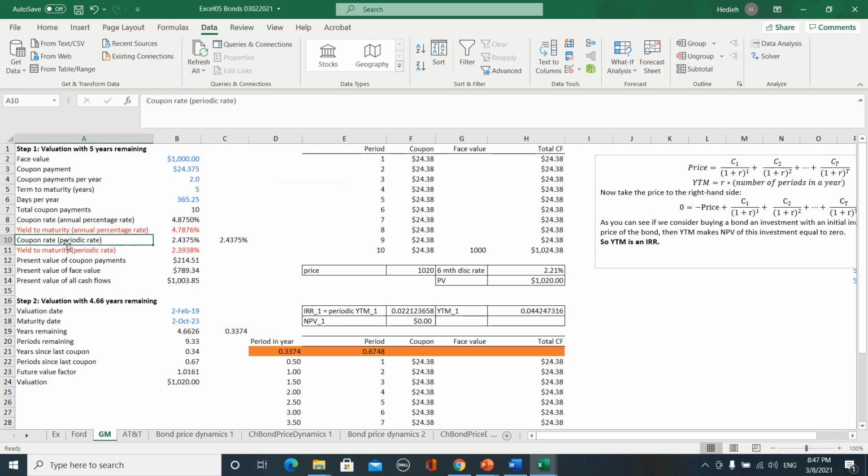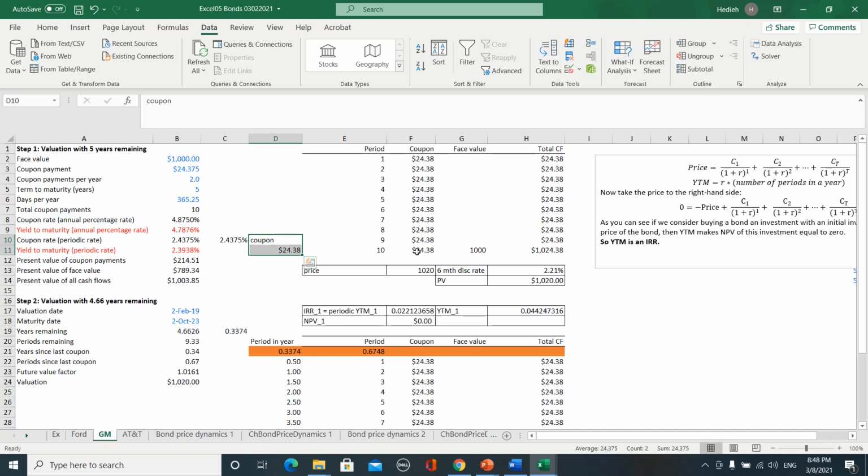How do you find coupon payments? You found the coupon rate for each 6 months. So in order to find the coupon payment in a 6-month period, you multiply your 6-month coupon rate by face value. So each 6-month period, you will receive $24.38 in coupon payments.